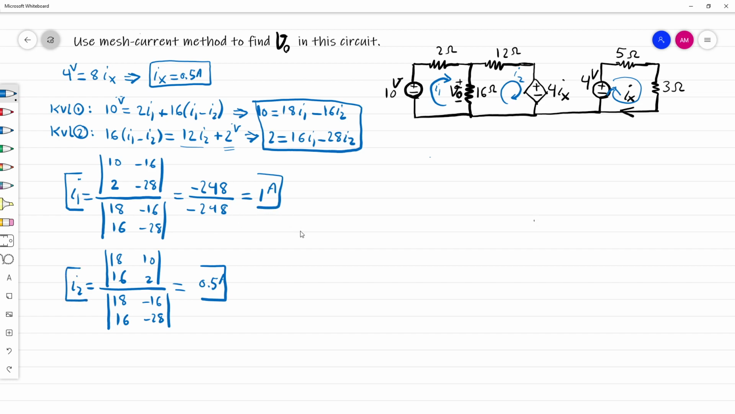And then from there, we can figure out that V out is 16 times I1 minus I2, which is 8 volt. Problem solved.